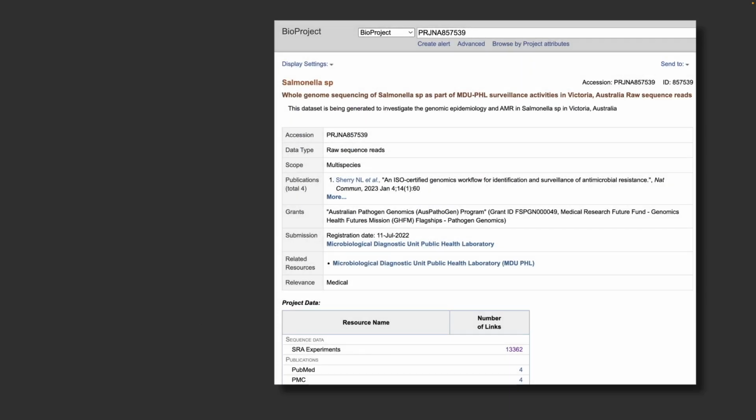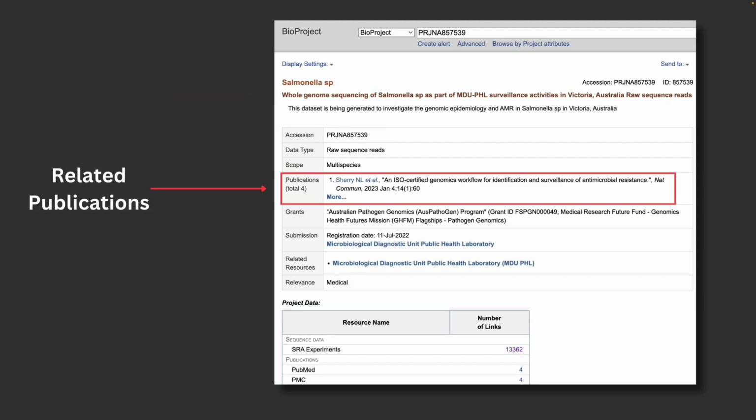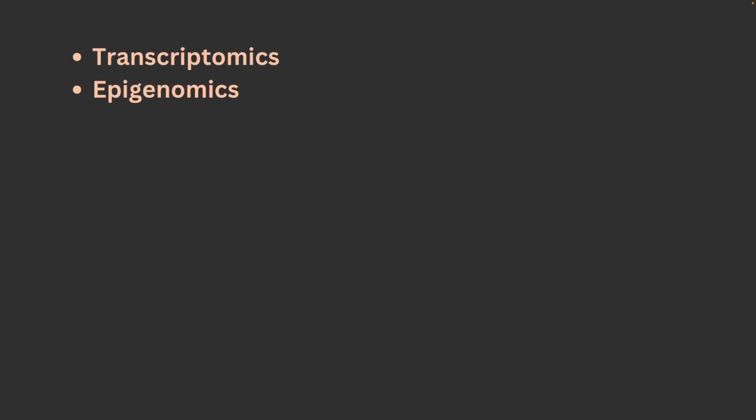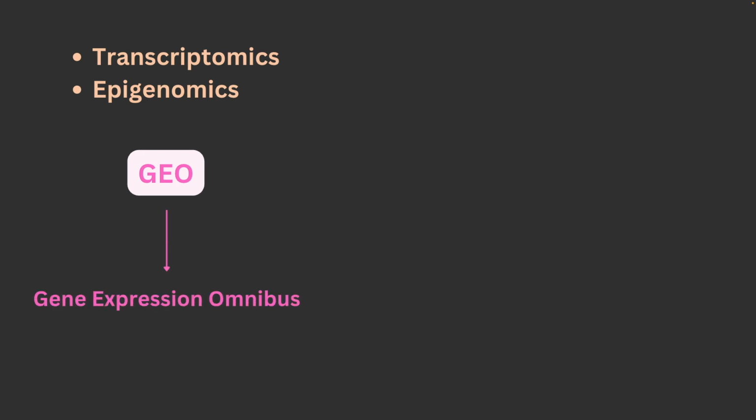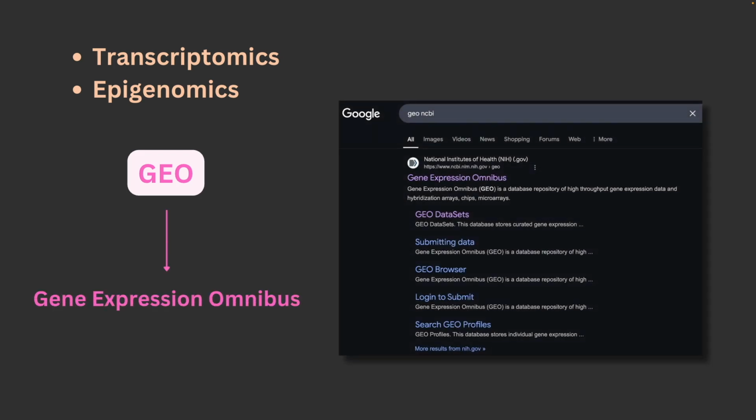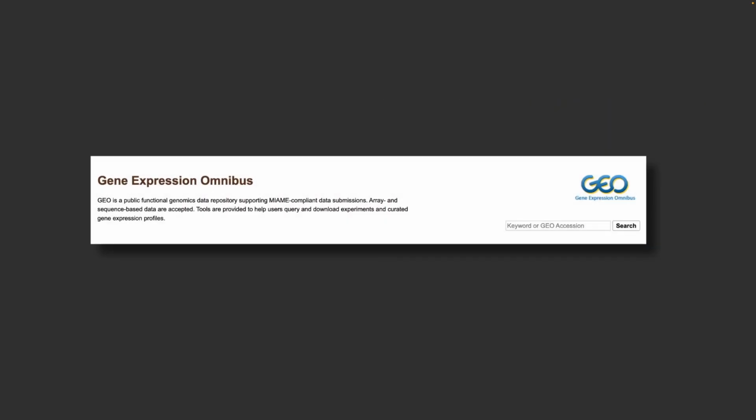The next page contains all related information of this project like title of the study, accession number, related publication, etc. In many cases, especially in transcriptomics and epigenomics related studies, you may find another type of ID which is known as GEO accession number. GEO stands for Gene Expression Omnibus. Based on the type of study, many authors submit their data under this repository. Hopefully, I will talk more about it later in another video. Let's get back to the BioProject page.